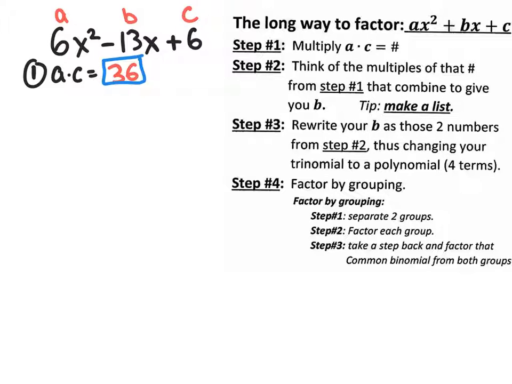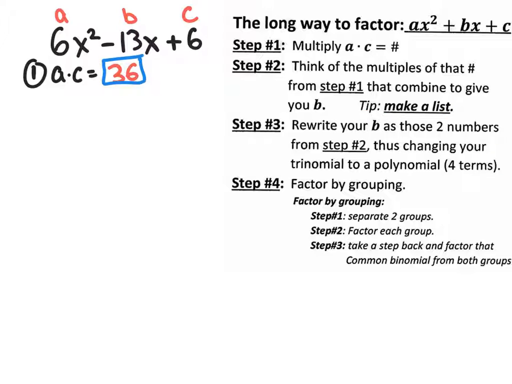Now, step 2, if you read along right here, it says, think of the multiples of that number, which is 36, that combines together to give you b. So what times what is 36 that if you combine together gives you negative 13? The tip here says make a list. So I'm going to make a list.